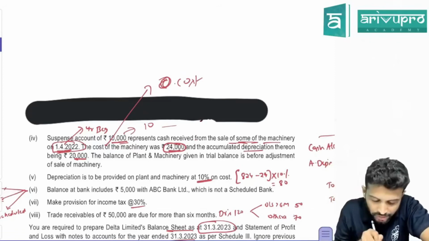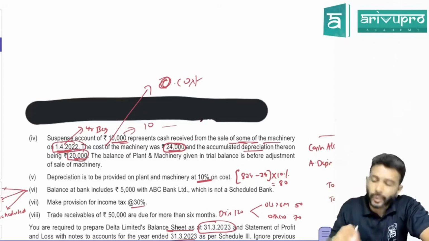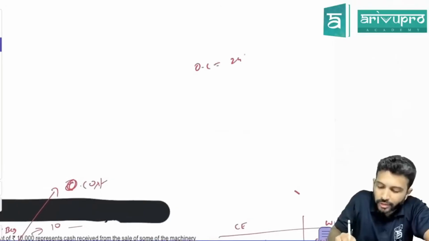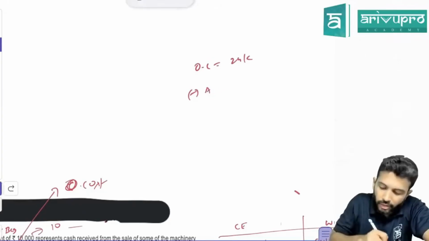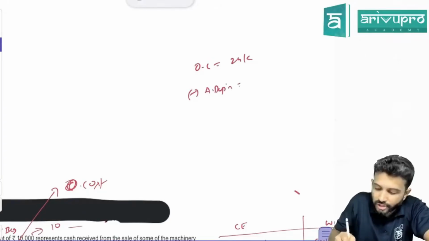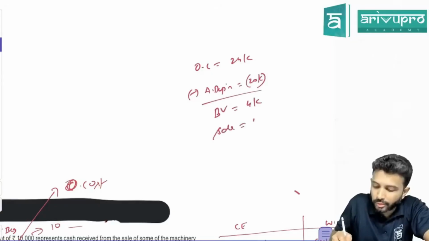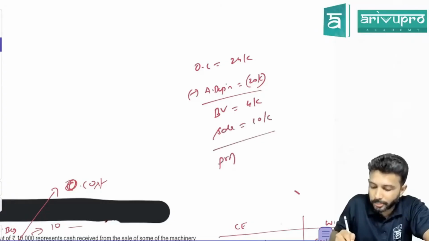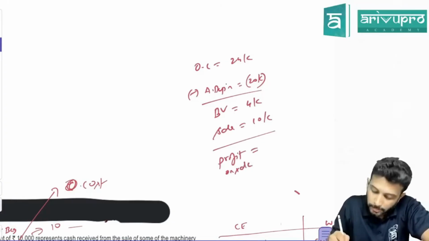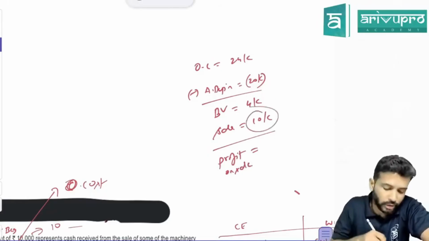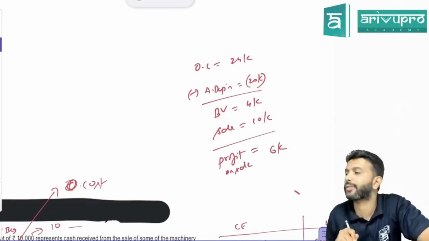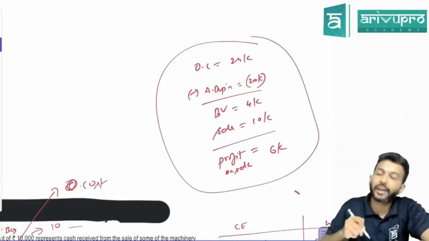What is the accumulated depreciation or provision on this asset? 20,000. So original cost is 24,000. You have depreciated this asset by how much, sir? Accumulated depreciation is 20,000. That means what is the book value of the asset? 4,000. You sold it for what value? 10,000. That means you ended up making some profit or loss. Profit. A 4,000 worth of asset, you sold it for 10,000, means you ended up making how much profit? 6,000 rupees. This is the treatment, correct?